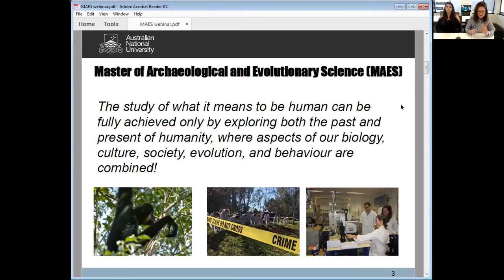The slide that you've got up on the screen at the moment is giving you a snapshot of the theoretical and conceptual training that we're trying to achieve with this program. We felt that combining archaeological science and biological anthropology can really help us achieve this, to really try and understand what it is that makes us human. We can only fully understand it by exploring both the past and the present of humanity, where aspects of our biology, culture, society, evolution, and behavior are all combined.